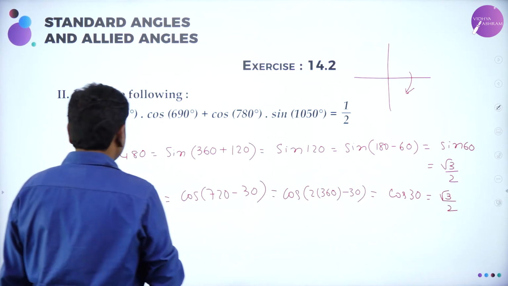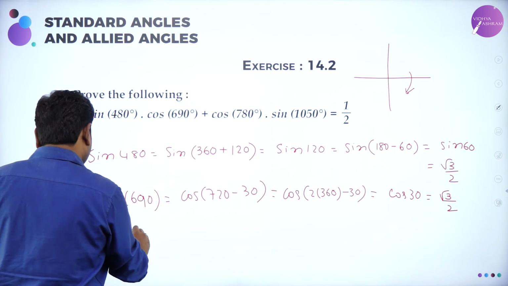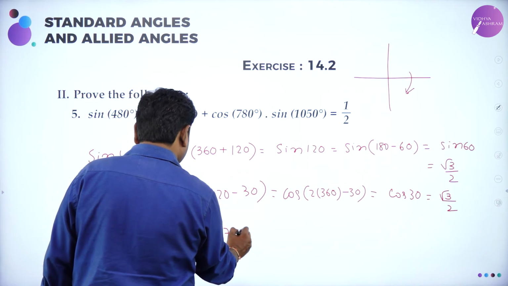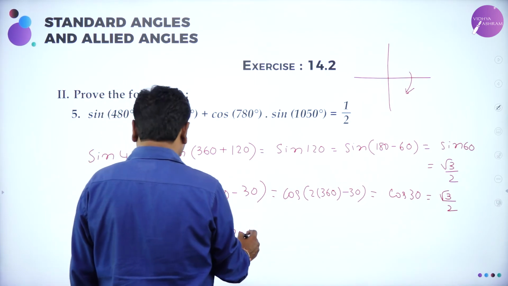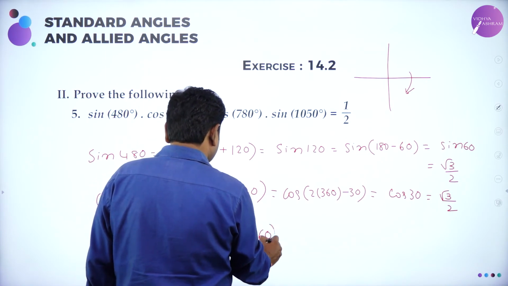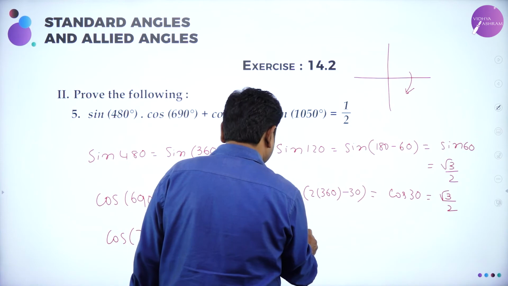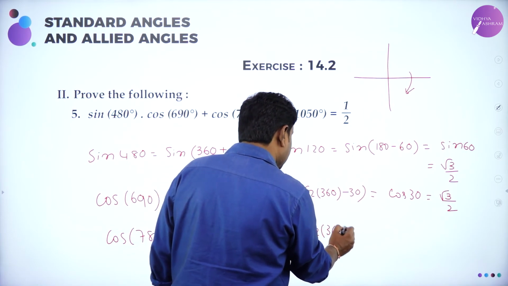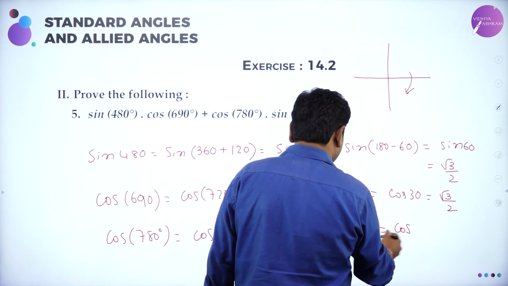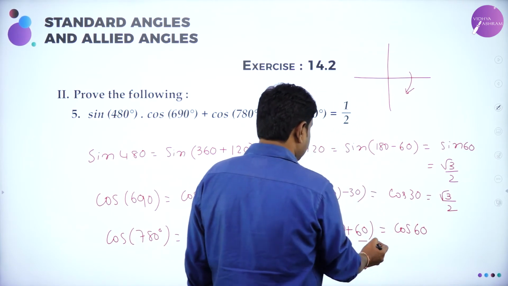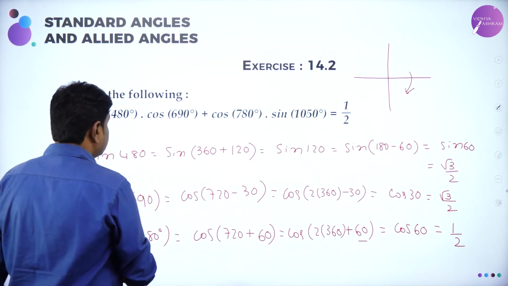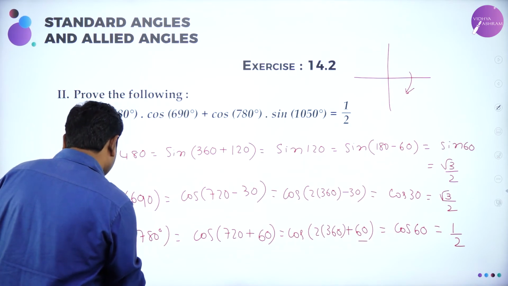Then the third value, cos 780. Cos 780 is nearer to 720. Cos of 720 means 2 times 360 plus, for this, if you want 780, you should add what? 60. Cos of 360 plus theta rules you can use. It is in the form of cos of 2 times 360 plus theta. It is treated as cos of 360 plus theta. For 360 the function does not change. So cos theta, in the place of theta we have 60. Cos 60. What is cos 60? 1 by 2. Then we have the last value, sin of 1050.